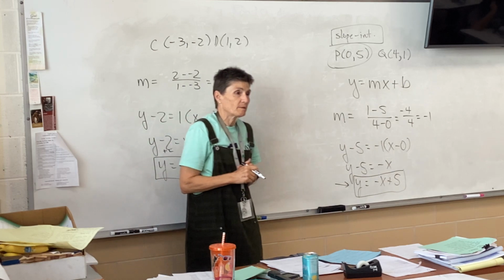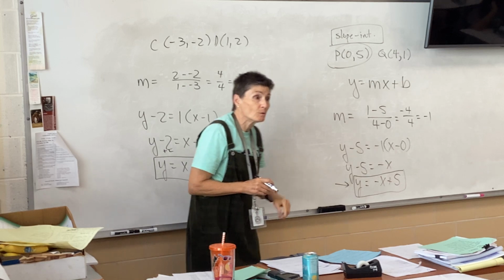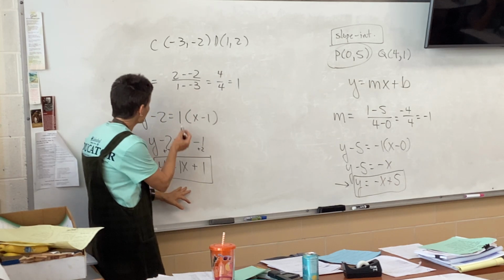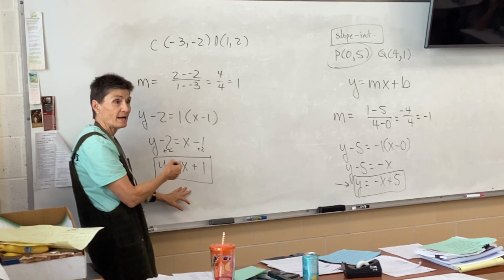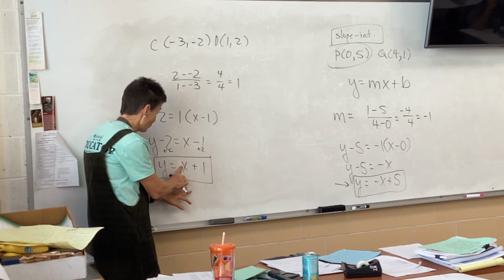Lewis, what'd you come up with? I got y equals 1x plus 1. Beautiful. That's exactly what I got. Now, Lewis put a 1 here because the slope was 1, and that's fine. It's not necessary, but it's perfectly okay to put that in if you want to.